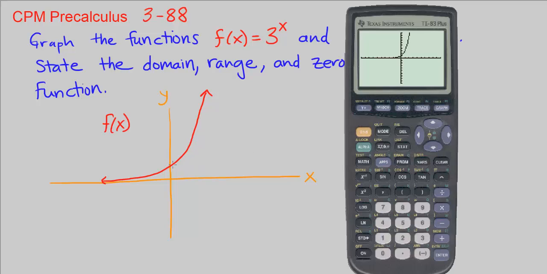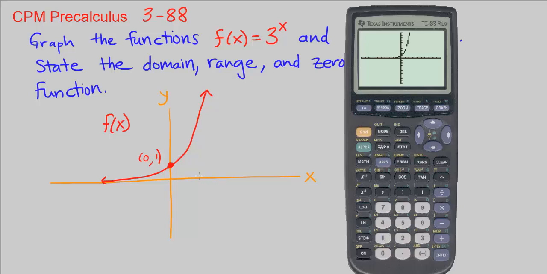And let's go ahead and get some points. Let's label some points. So right here, I know the x value of this point is 0. Well, what is the y value? So if I plug in x into f of x, 3 to the 0 power equals 1. So this point right here is 0, 1. Okay, and that's how I can figure that out.